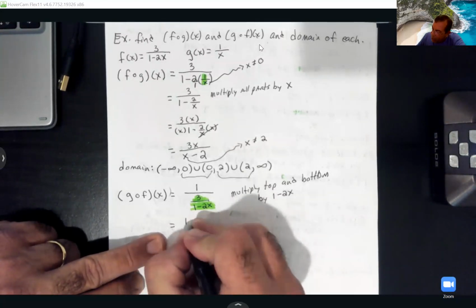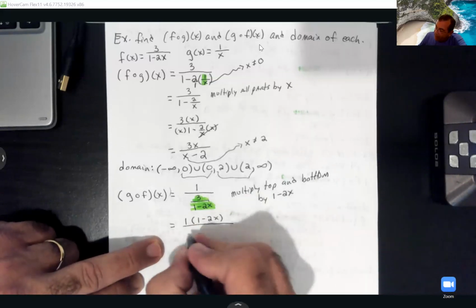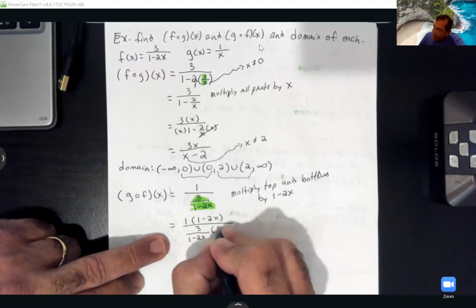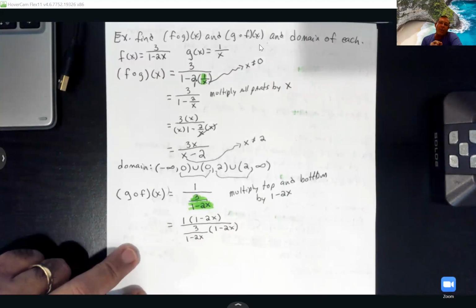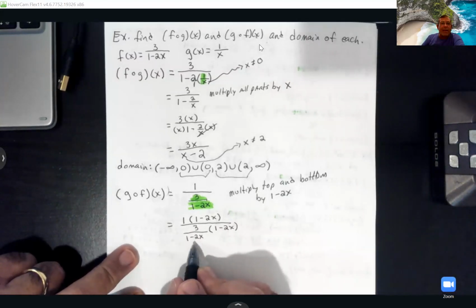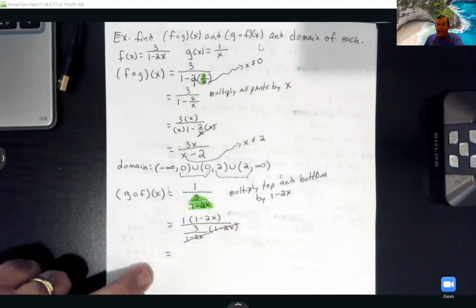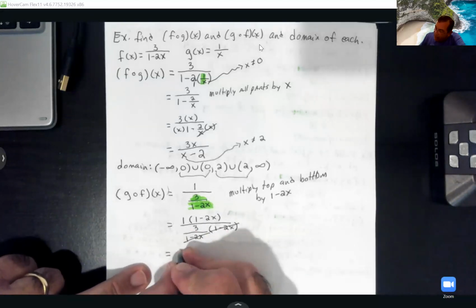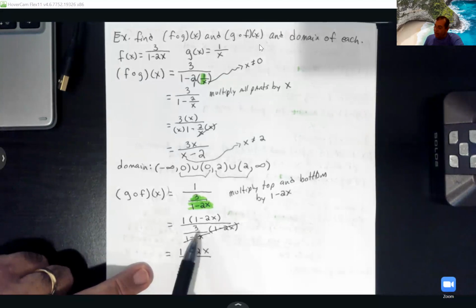So on top, I'll have 1 times 1 minus 2x over 3 over 1 minus 2x times 1 minus 2x. But y'all see what happened on the bottom? This 1 minus 2x and this 1 minus 2x, they're going to cancel smooth out. So let's see what we got on top. I got 1 times 1 minus 2x. That's just going to be 1 minus 2x. On the bottom, well, we canceled all that out. All that's left is our 3.